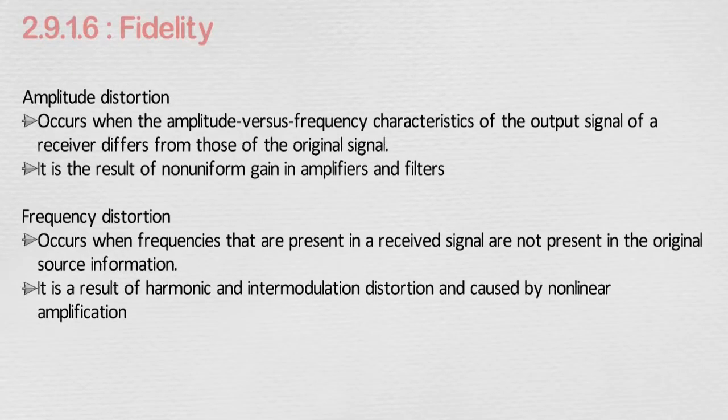Amplitude distortion occurs when the amplitude versus frequency characteristics of the output signal of a receiver differs from those of the original signal. It is the result of non-uniform gain in amplifiers and filters. Frequency distortion occurs when frequencies that are present in a received signal are not present in the original source information. It is a result of harmonic and intermodulation distortion and is caused by nonlinear amplification.